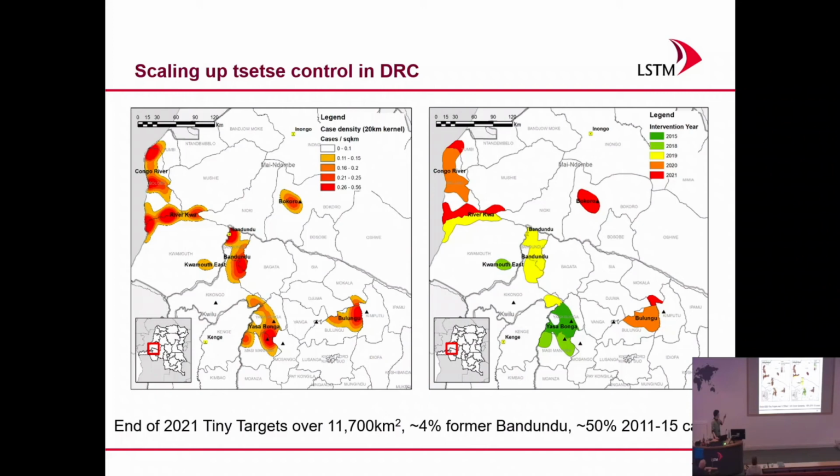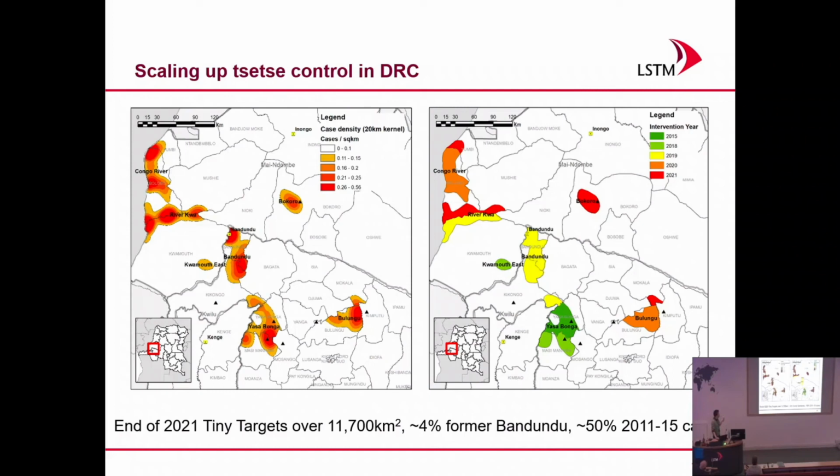And then the map on the right shows when vector control is going to be introduced into each of these areas. So it's 11 health zones and 14 intervention areas across the 11 health zones. And by the end of 2021, this would mean vector control over close to 12,000 square kilometers. So this is about 4% of the size of the former Bandundu province, but it does cover roughly 50% of the cases that were declared between 2011 and 2015. So it emphasizes the importance of doing this targeted approach. We're only having to cover 4% of the province to get 50% of the cases.